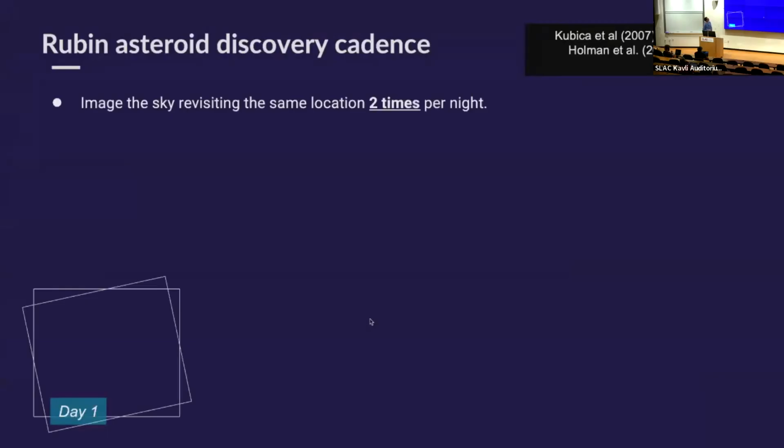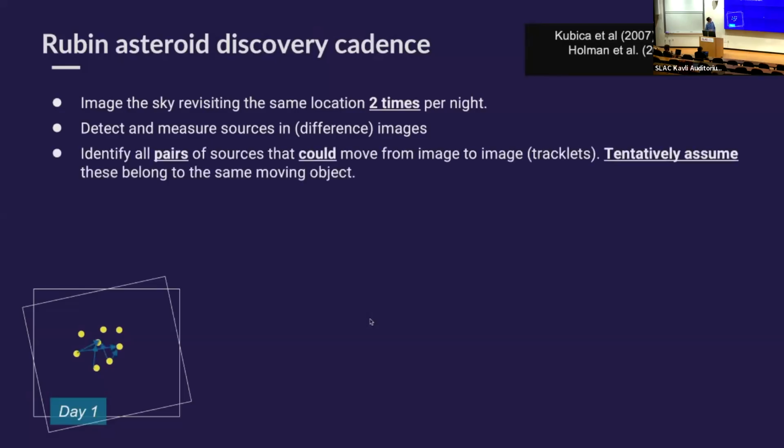Rubin's discovery cadence is that we image the sky twice a night, each location. We come back to it. And then at that location, we difference, and we measure sources in difference images. Those sources might be moving from image to image, but we don't actually know which one has moved to which one. So there are lots of different combinations if you only have pairs. So we identify all pairs of sources that could move from one image to the next. These are what we in the business call tracklets. And we tentatively assume that these belong to the same moving object.